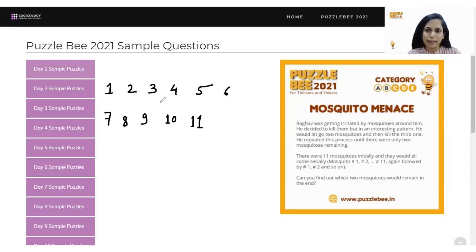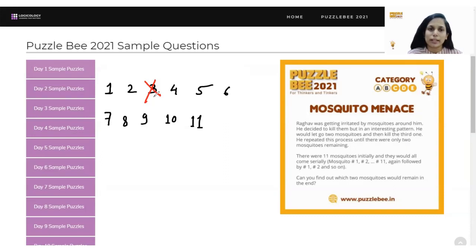But when I counted it right now, I have not accounted for those mosquitoes which would be killed by Raghav. So let's find out which mosquitoes he would kill, and then we have to find out which 2 mosquitoes would remain in the end. First time, mosquito number 1 would come. Raghav would let mosquito number 1 go. Same with mosquito number 2. But when mosquito number 3 comes, he would get very irritated and he would kill mosquito number 3. So let's put a red cross around it.